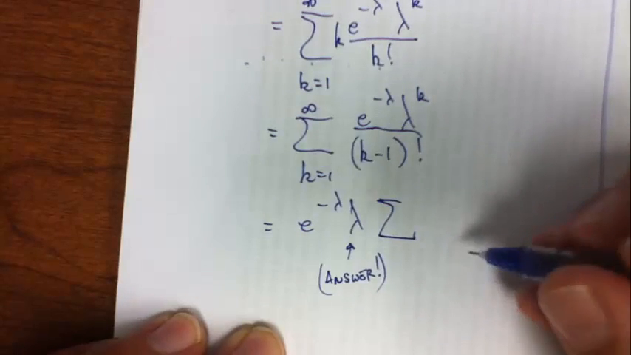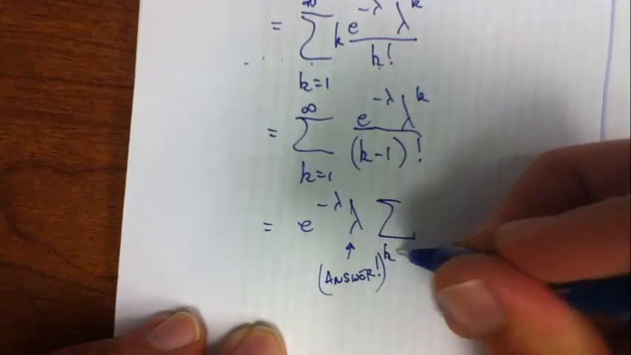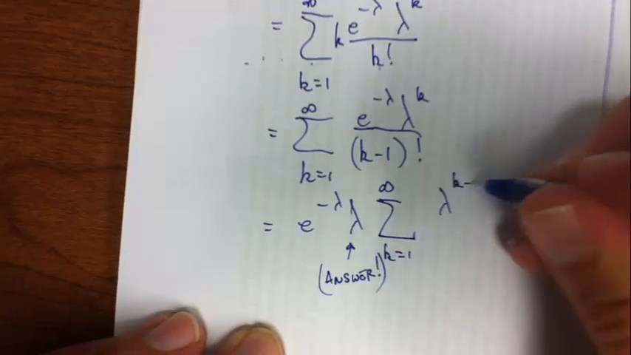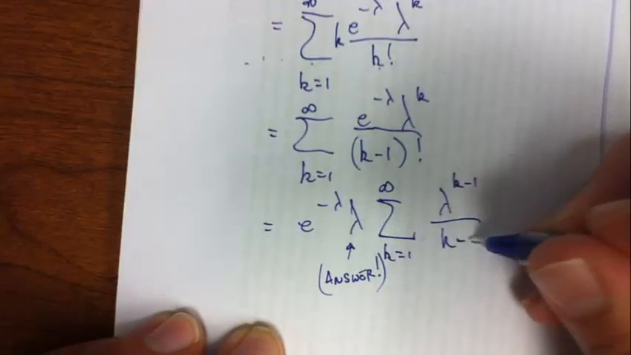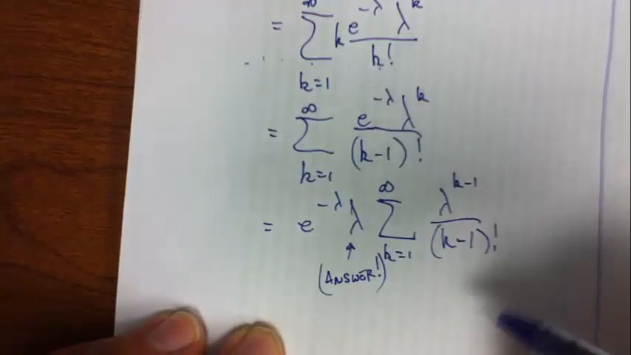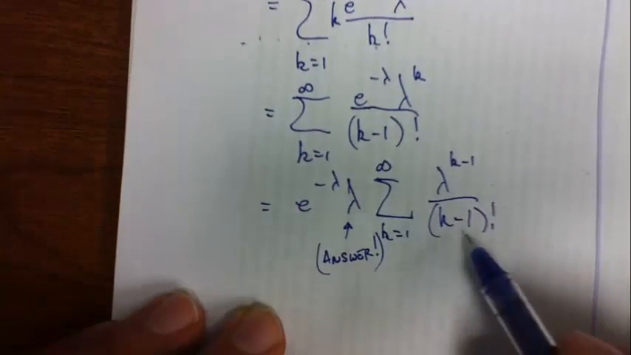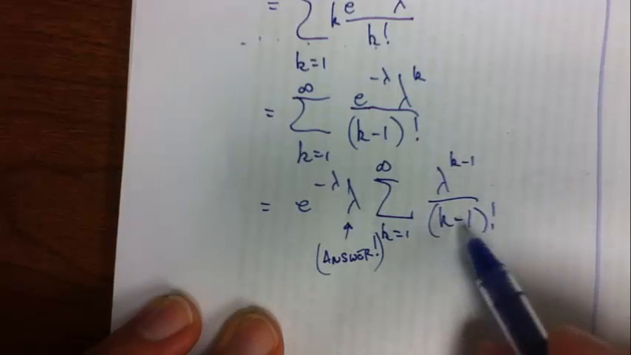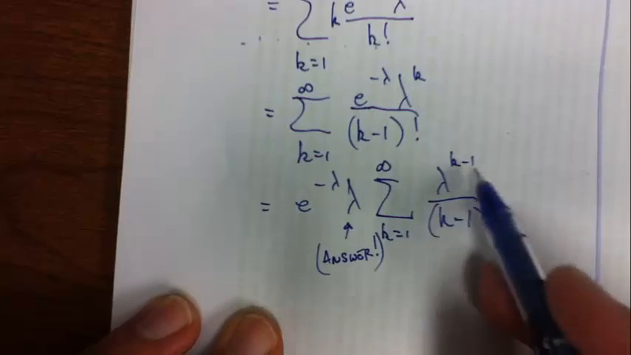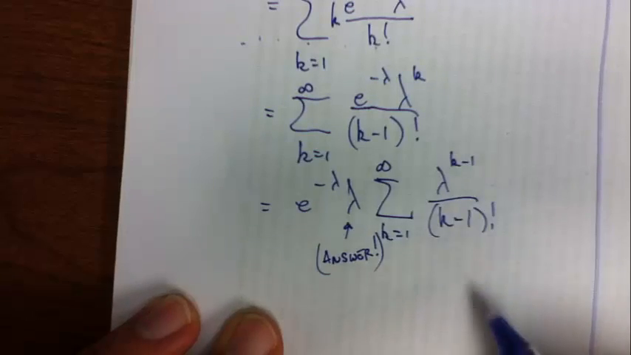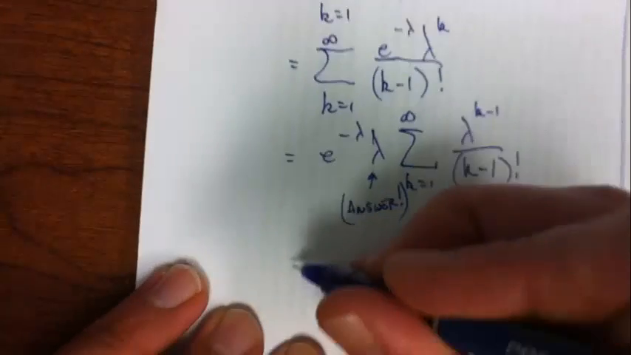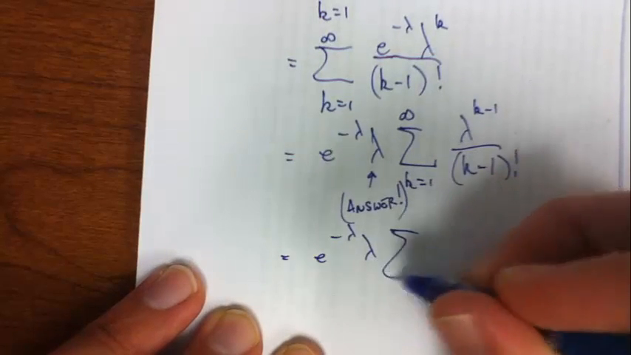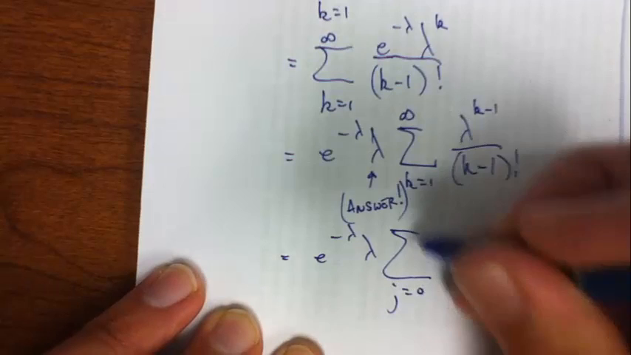So then I'm just going to be left with the sum from k equals 1 to infinity of lambda to the k minus 1 over k minus 1 factorial. But look, k equals 1 here. This summation really starts off with 0 factorial and a 0 in the exponent. I could make a change of indices there. Maybe I'll change back and go from 0 to infinity.